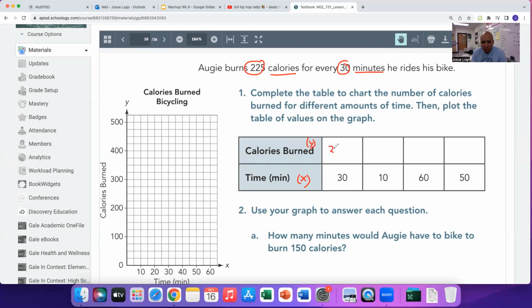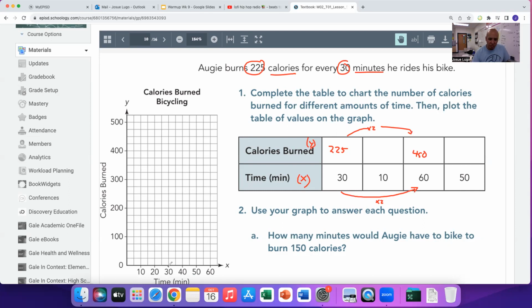Okay, so let's put in the information. We have 225 calories burned every 30 minutes. Notice that I can use this to see how many calories are burned in 1 hour, because an hour would be 60 minutes, so that would be times 2. So we multiply 225 times 2, which gives me 450. I can go ahead and put these on the graph already.